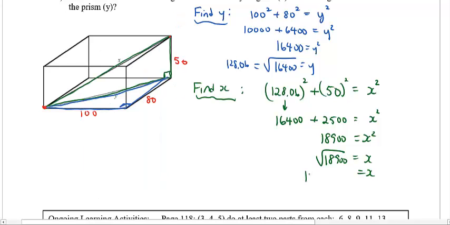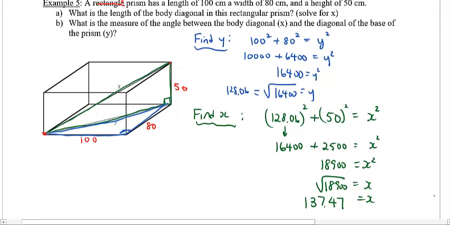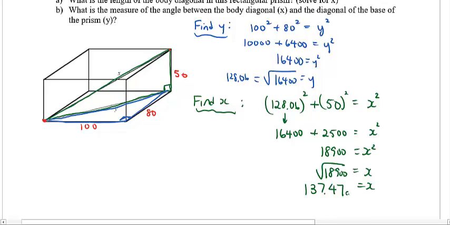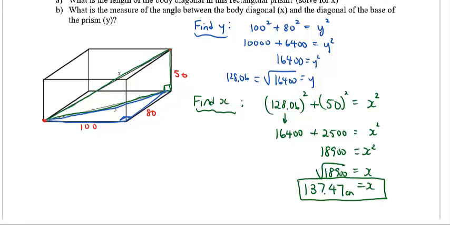137.47. And this is, I believe, in meters. Oh, centimeters. There we go. Okay. So it's not just about using trig ratios, it's about using Pythagoras as well. But here comes part B.